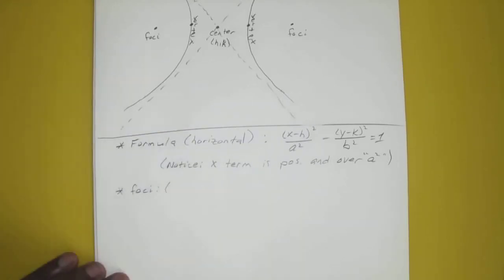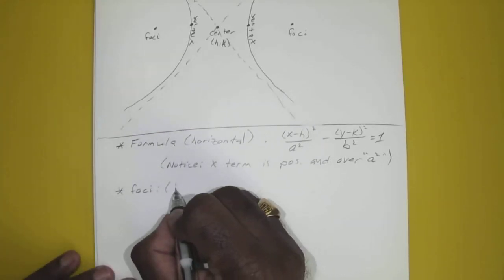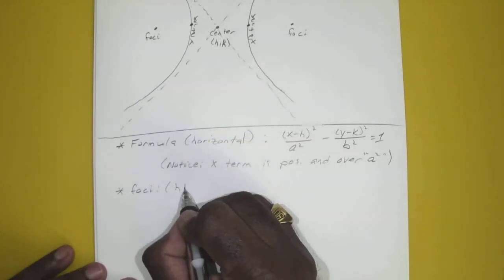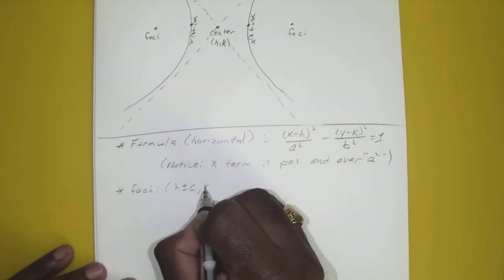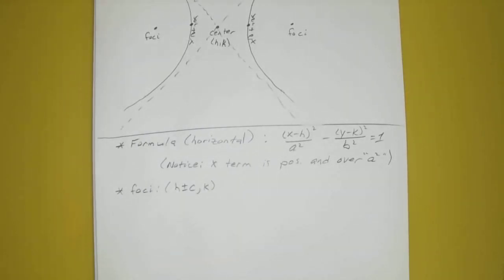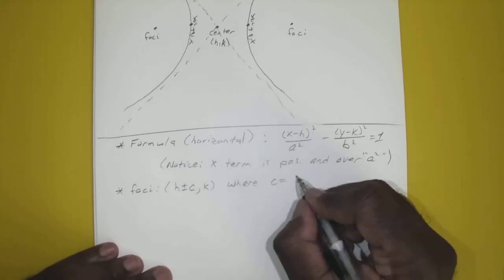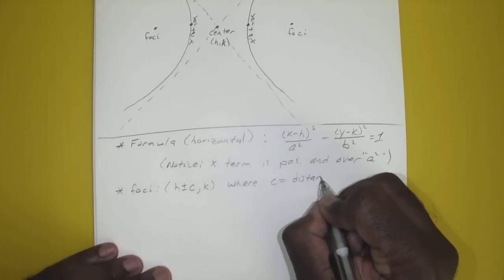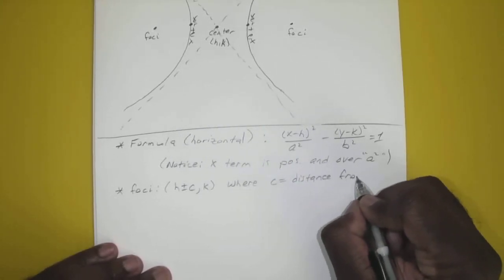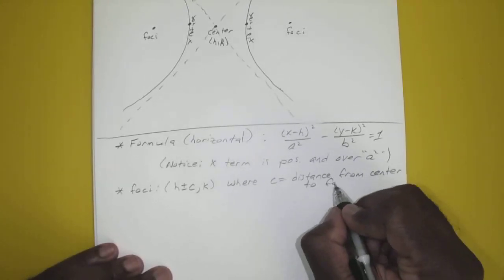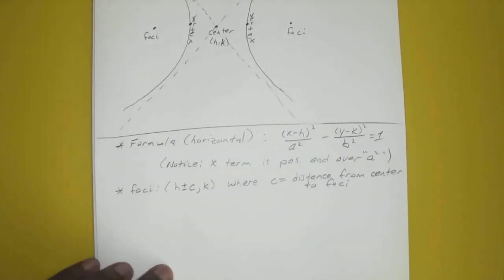Okay. Now to find your focus points, you're going to go H plus C and minus C. Okay. Where C is your distance from the center to your focus point.